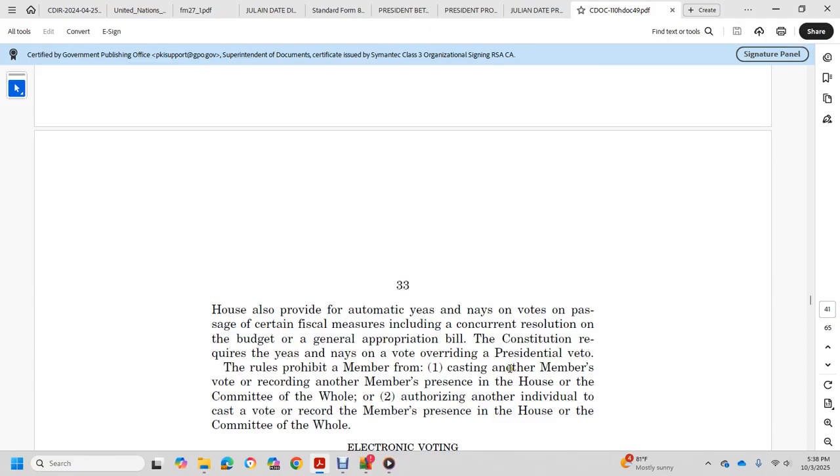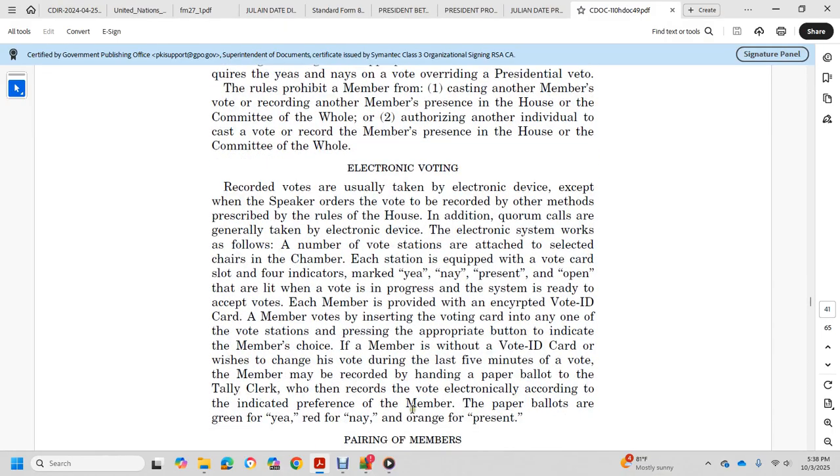Rules prohibit one member from casting another member's vote, and from recording the members present for the House or the Committee of the Whole, or authorizing another individual to cast a vote of record for a member present. Electronic voting: record votes are usually taken on an electronic device, with the votes recorded as prescribed by the rules of the House.